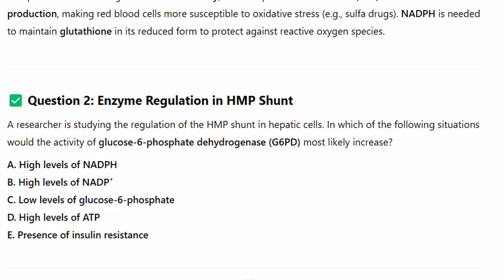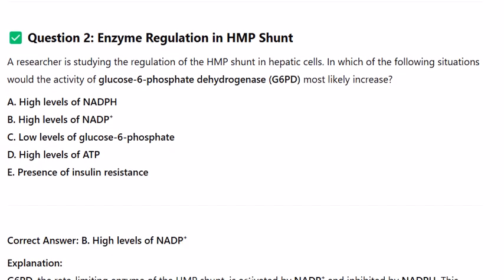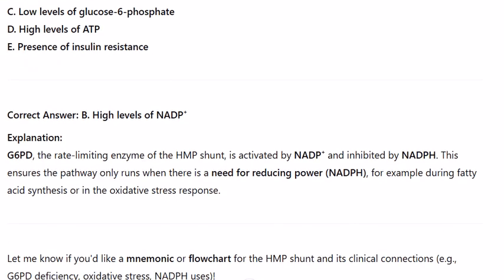Correct answer B. High levels of NADP. G6PD, the rate-limiting enzyme of the HMP shunt, is activated by NADP and inhibited by NADPH. This ensures the pathway only runs when there is a true need for reducing power, NADPH. For example, during fatty acid synthesis or in the oxidative stress response.